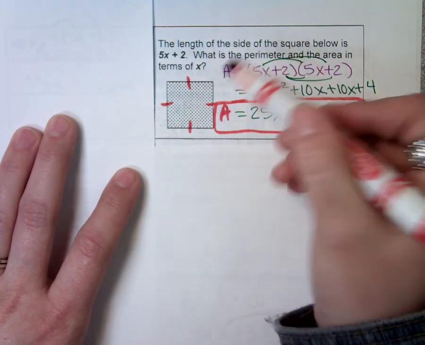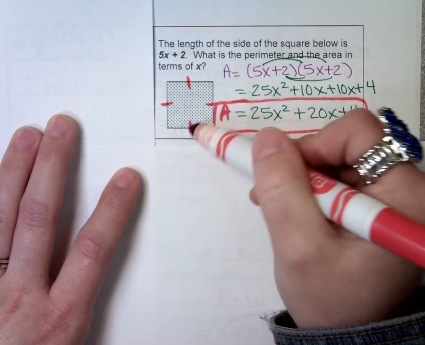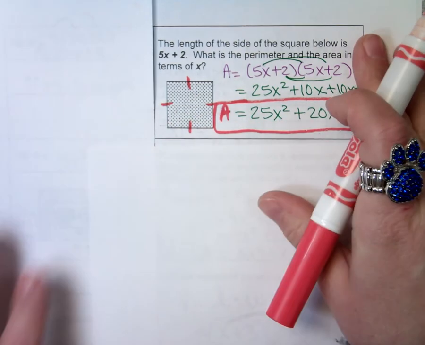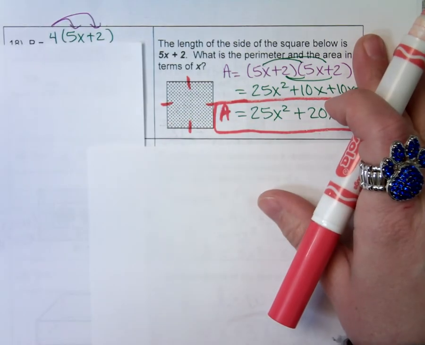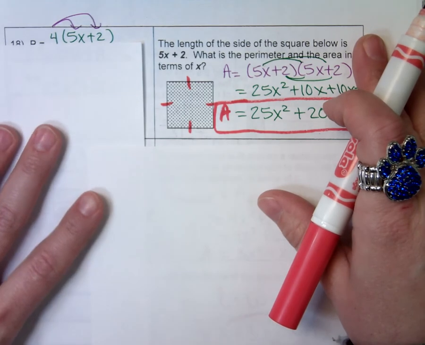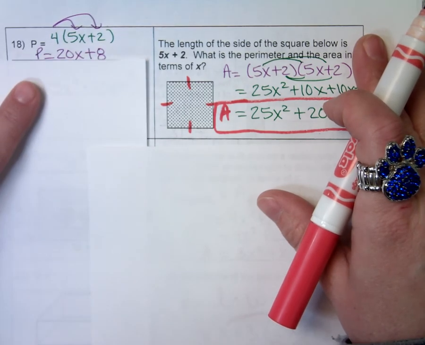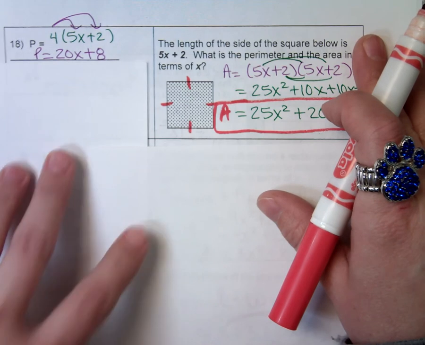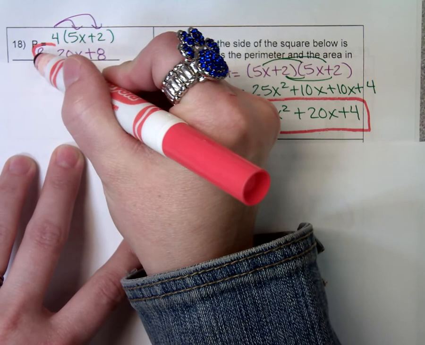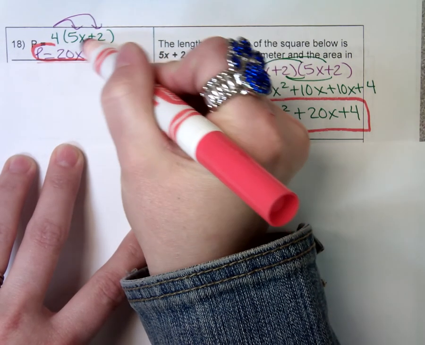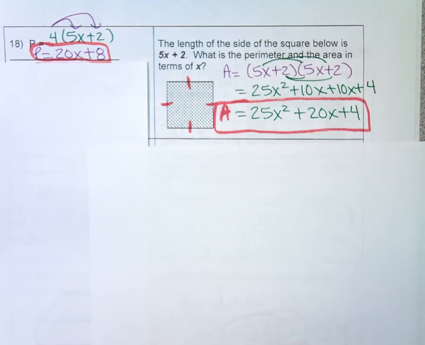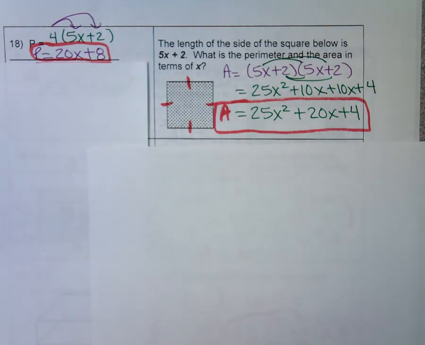Perimeter, I just add up all sides. 5x plus 2 plus 5x plus 2 plus 5x plus 2 plus 5x plus 2. Or I can just take 4 times 5x plus 2 and distribute and get the 20x plus 8 that you see right here. So either add up the 4 sides, or because all 4 sides are the same, you can take the length of a side times 4 and you'll get your answer that way.